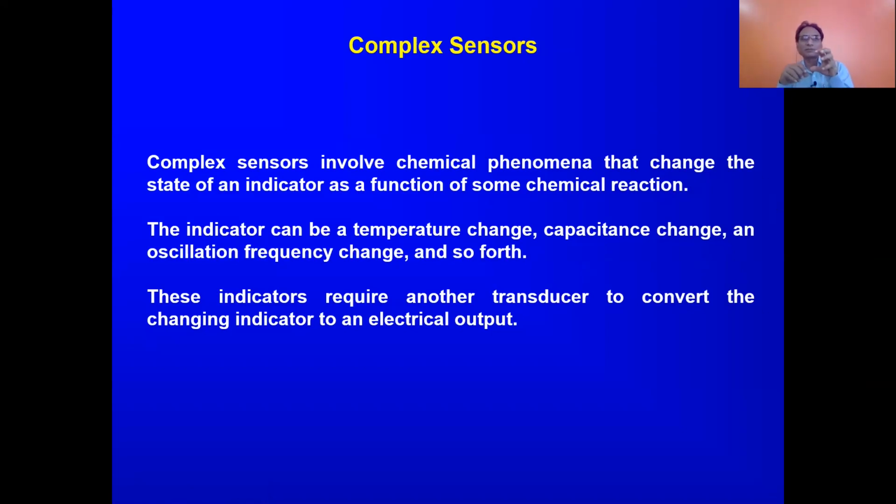The first transducer will be responsible for identification of the analyte, and the second transducer will be responsible for converting those changes into electrical signals. Since there are 2 different transducers, we call it a complex sensor. So a complex sensor involves chemical phenomena that change the state of an indicator as a function of some chemical reaction.